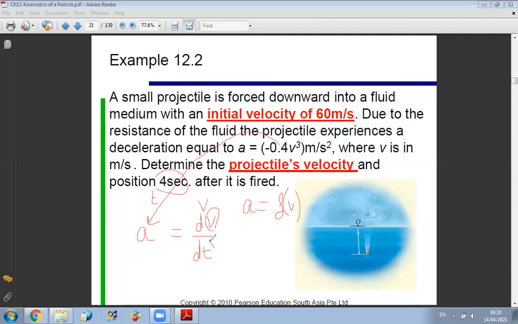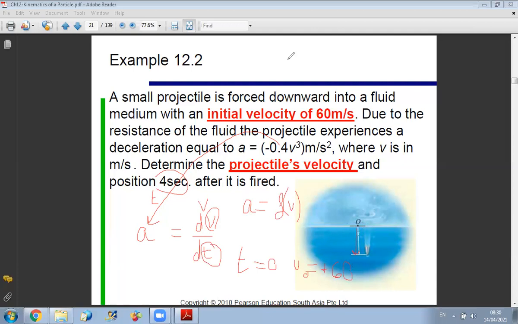When you replace a by minus 0.4 v cubed, you will get two variables in your equation, v and t. So you will do separation of variables and perform your integration, knowing that at the initial time, velocity is 60 meters per second. So for t equals 0, I know that v0 is 60, okay? And my coordinate is positive downward and v0 is downward, so v0 is plus 60.